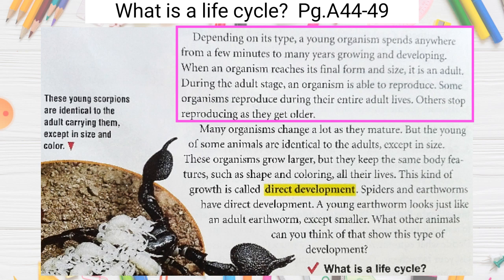During the adult stage, an organism is able to reproduce. Some organisms reproduce during their entire lives, others stop reproducing as they get older. Us humans stop reproducing when we get to a certain age.